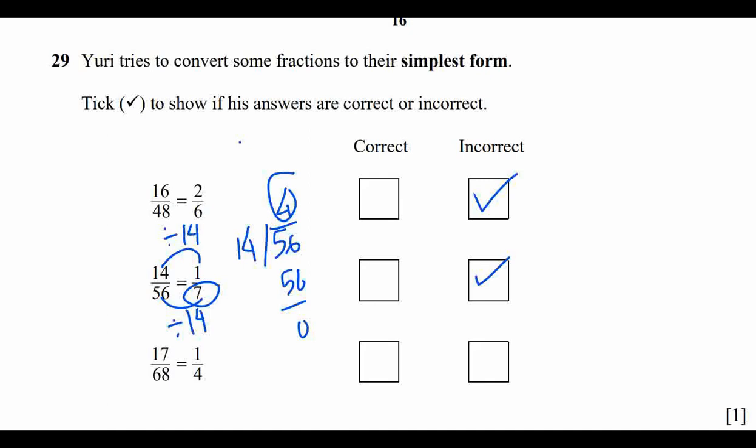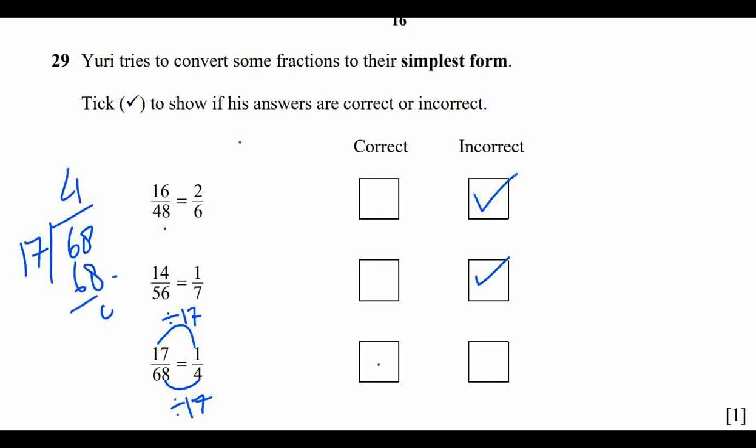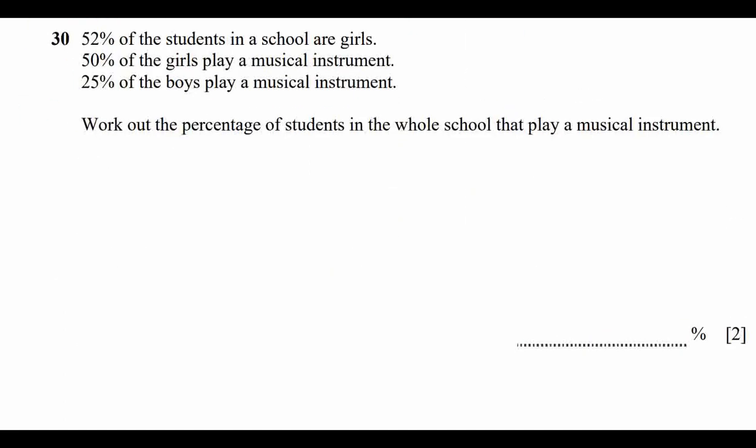Next number is 17 over 68, simplifying to 1 over 4. So we divide by 17, and 68 divided by 17, 17 times 4, is it correct? 68, so it's correct. So this answer is correct. Next we go to our last question.